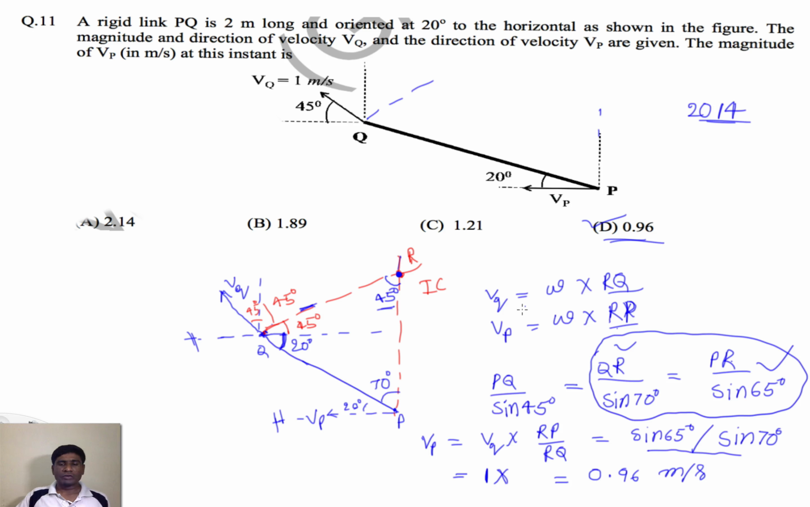So what we have done is, we used a simple theory, that any link rotates about its instantaneous center. So how do we find the instantaneous center? It is simply the intersection of the perpendiculars drawn to the velocity vectors of two points.